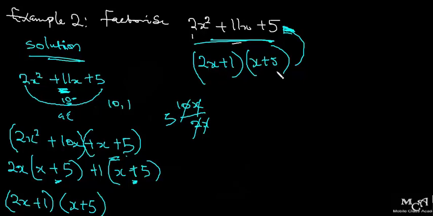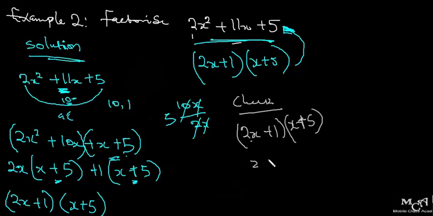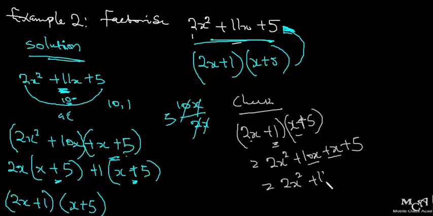But we can check if we want to check. Let's quickly do that. 2x plus 1, x plus 5. Open the brackets. 2x times x, we have 2x squared. 2x times plus 5 will give me plus 10x. Plus 1 times x will give me plus x. Plus 1 times plus 5 will give me plus 5. So what do I have? 2x squared plus 10x plus x will produce 11x plus 5. When you look at what we have here and our question, you see it is the same, right? So that means we're on the right track.